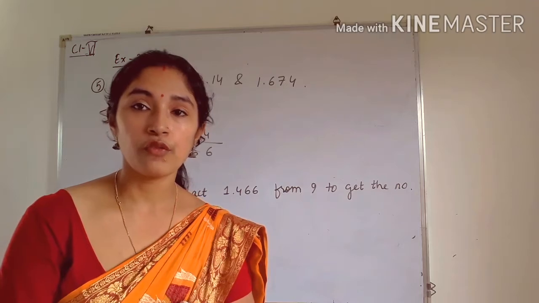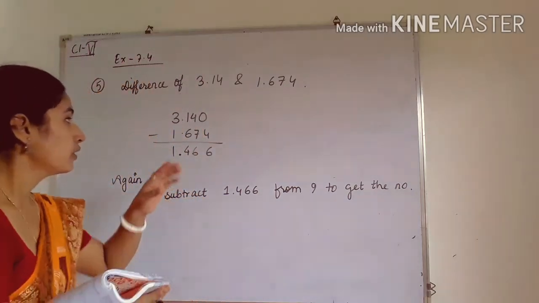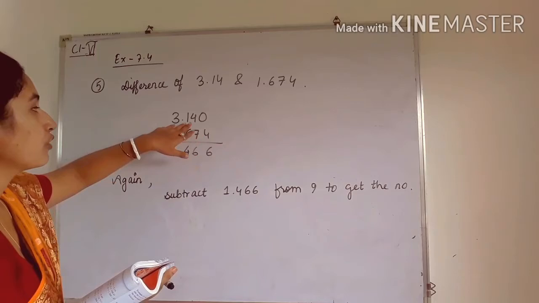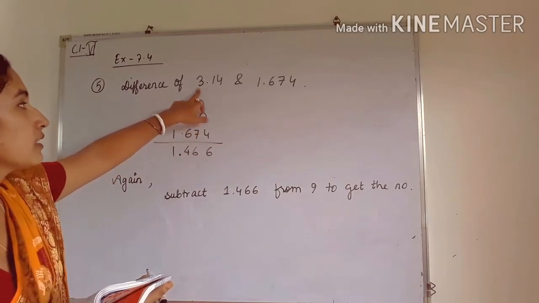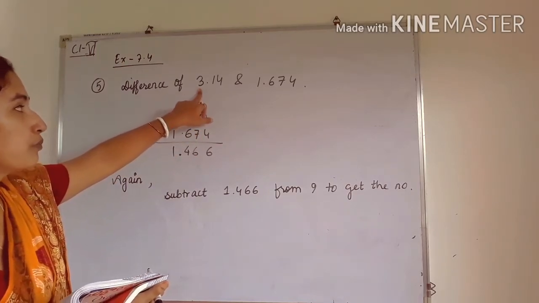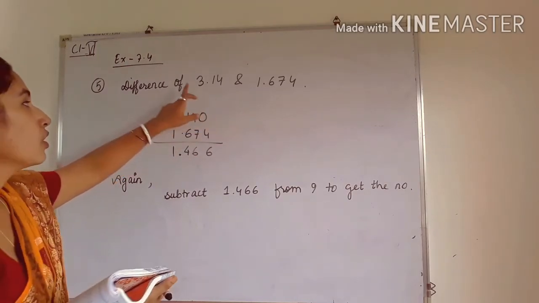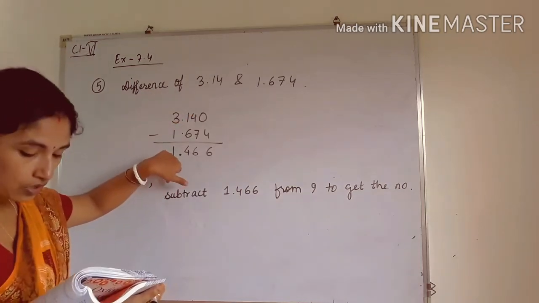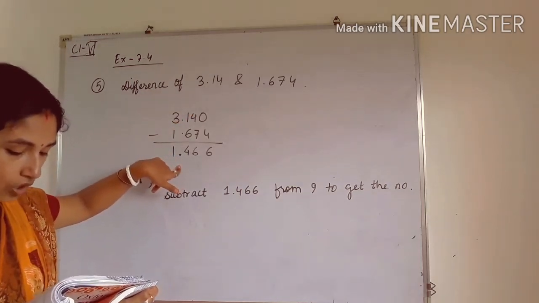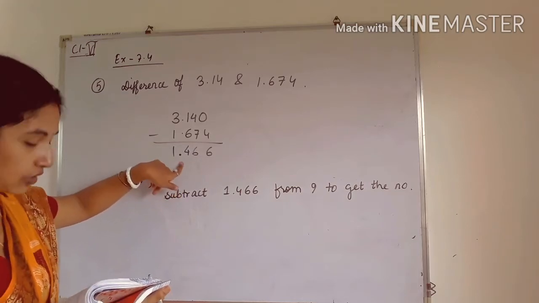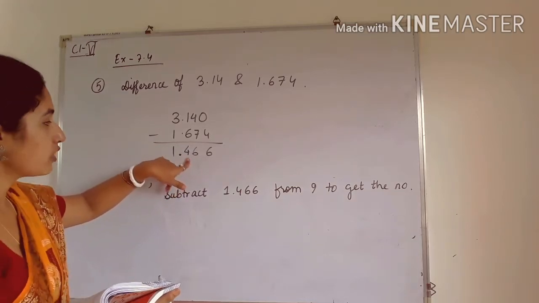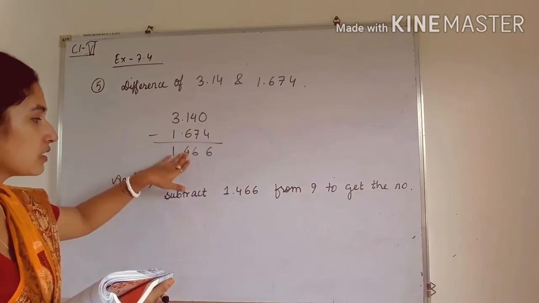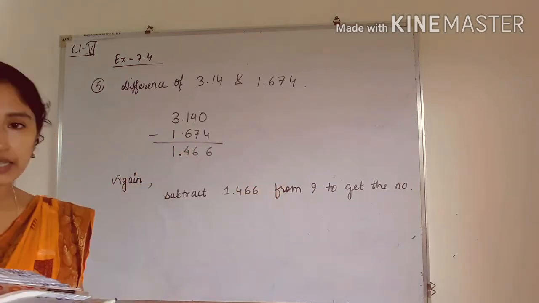That means first of all you have to find the difference. So see, I have found the difference of this. We first have to make them like decimals, and see this whole part is greater than this whole part. So this is bigger, so we subtract and we get 1.466. So now the question becomes: what should be added to this, because we already found the difference, to get the number 9? That means this is subtracted from 9 to get that number.